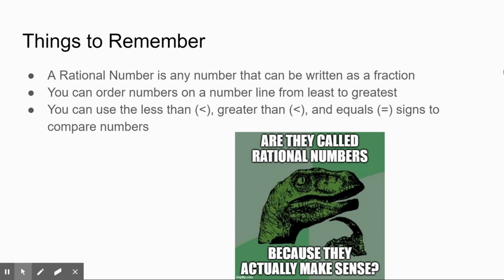You can order numbers on a number line from least to greatest. Remember that whatever is the greatest value is going to be closest to the positive end of your number line. That's why in our example, negative 1,300 was greater than negative 2,000. Negative 1,300 is closer to the positive end of the number line. And you can use the less than, greater than, and equals signs to compare numbers. You may still want to write a sentence afterwards explaining exactly what that relationship is, especially if it's a word problem, but you could use the symbols.